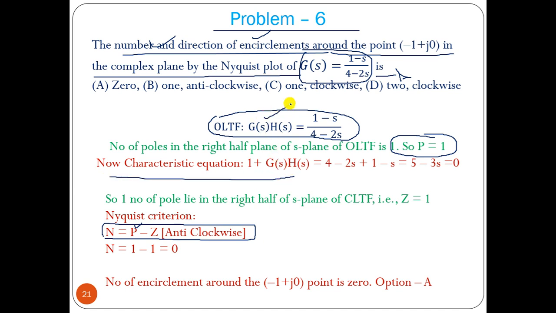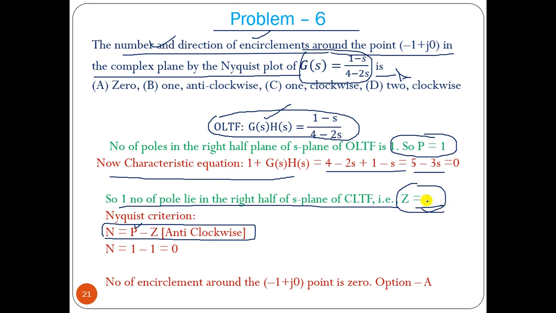We know the OLTF, so we can find the characteristic equation. This is a unity feedback system, so H is equal to 1. So this is the equation 1 plus G(s)H(s). So from here we can find s equal to 5 by 3. So Z equal to 1 also. So now one pole lies in the right half plane of the closed loop transfer function.